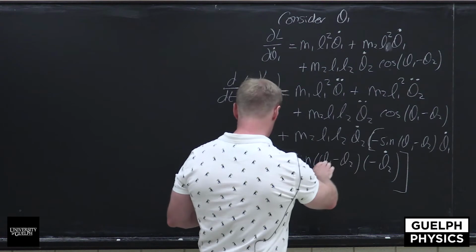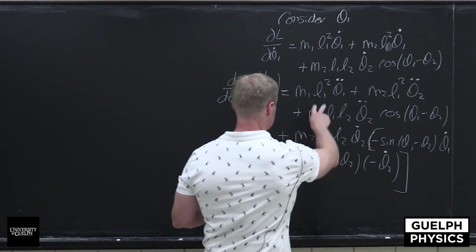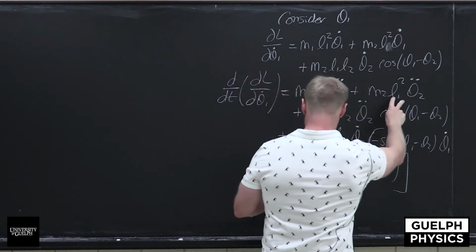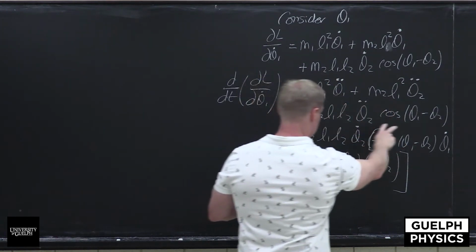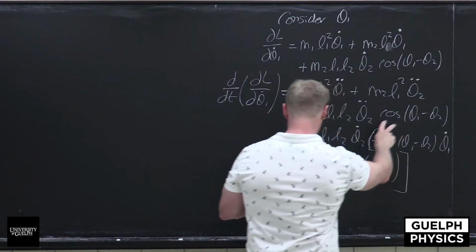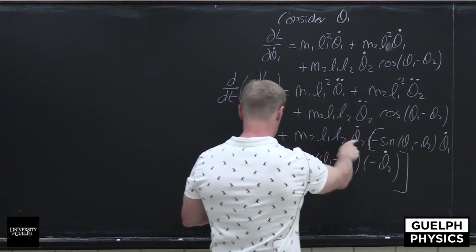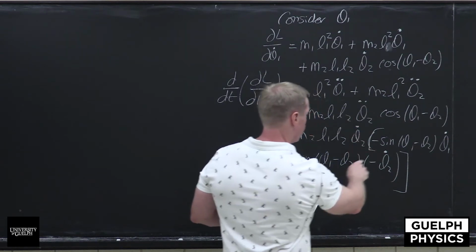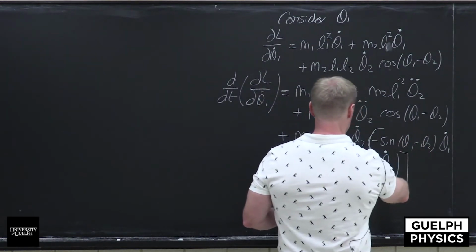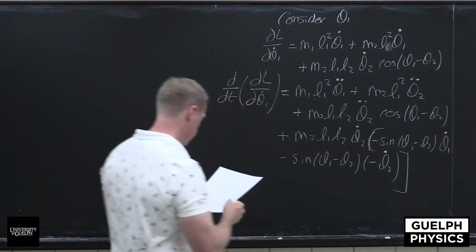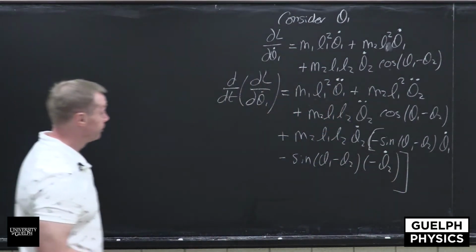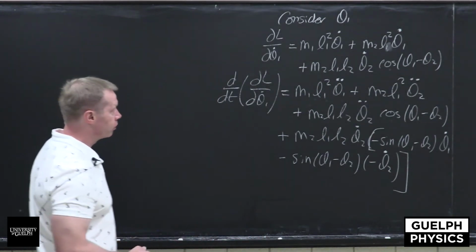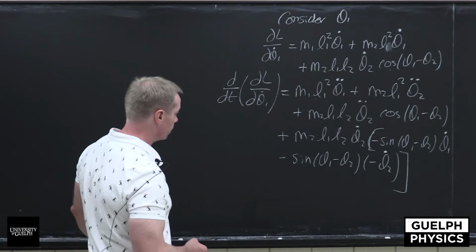I'm just going to double check that I've done all these steps correctly, because if I haven't, things will get absolutely horrible later on. Minus m2 L1 L2 theta 1 dot minus theta 2 dot sine theta 1 minus theta 2. Yes, okay, that's correct. Horrible looking expressions, but rather straightforward to work out, just long and complicated.